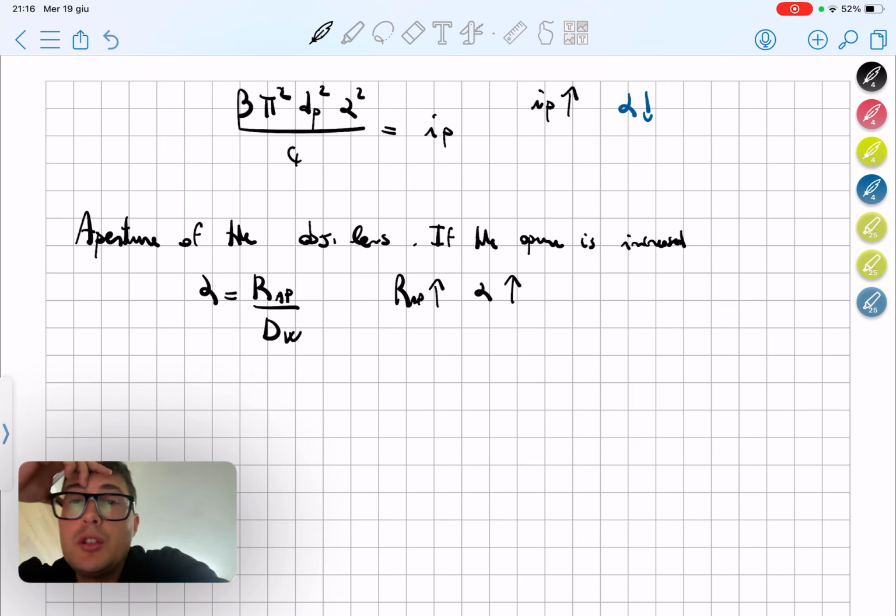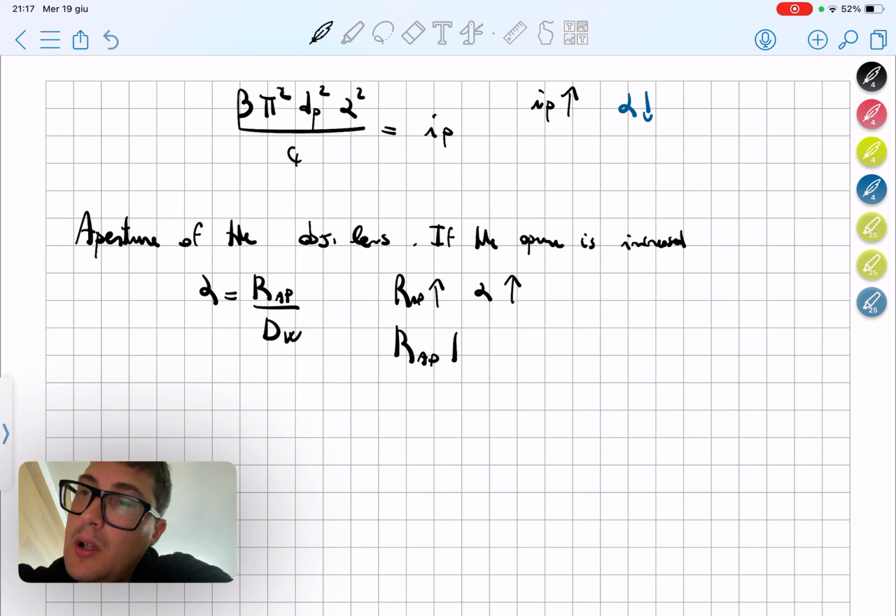So we will not have a good performance in terms of depth of focus. We would like to have the aperture reduced to have a smaller spot size and a smaller alpha angle, which increases the depth of focus.